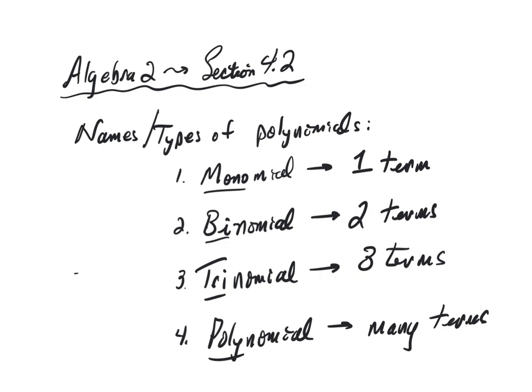All right, so some special names. When we say mono, that's one term. Bi is two. Tri is three. And poly just means essentially any number of terms. Okay, so those are some special names that you'll hear and see. Next, we're going to look at basic operations involving polynomials. So involving monomials and binomials and trinomials and larger polynomials.